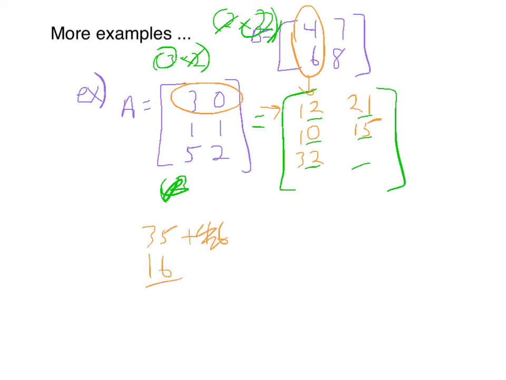Let's do this old school, baby. 11, and 3, 4, 5. Okay, and there's our answer matrix. We have 12, 21, 10, 15, 32, 51.